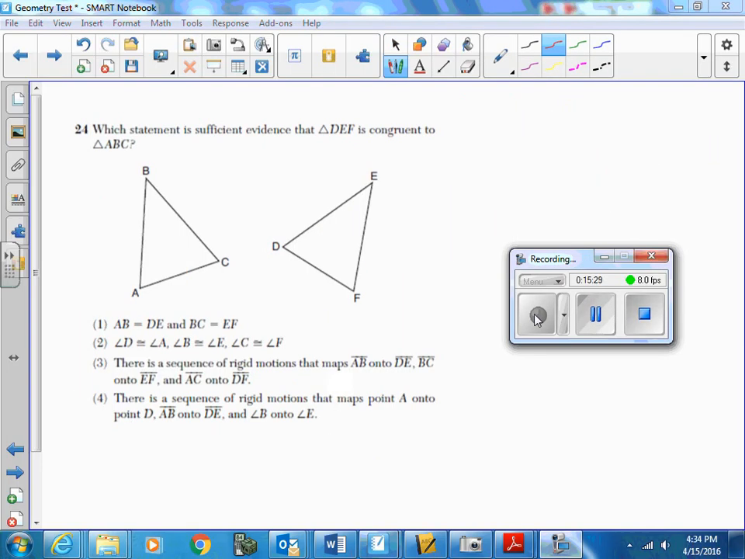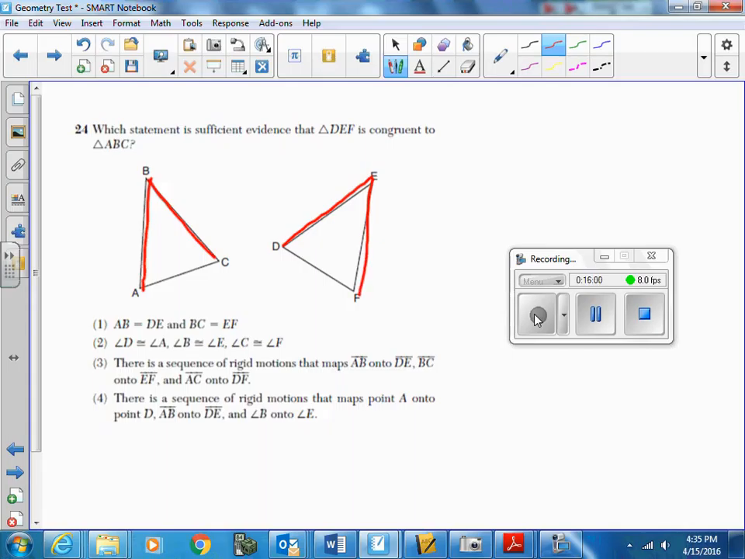Okay, looking at number 24, the last multiple choice question, I believe. It said, which statement is sufficient evidence that triangle DEF is congruent to ABC? So let's look at our potential answers. AB is equal to DE. So AB and DE. And BC is equal to EF.